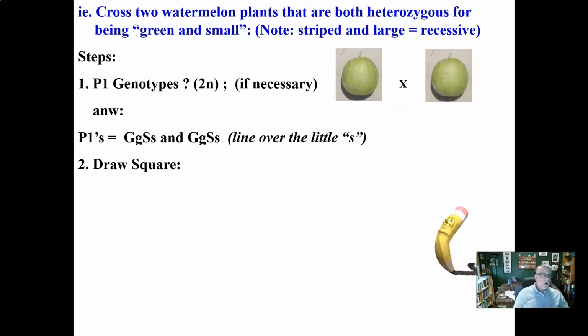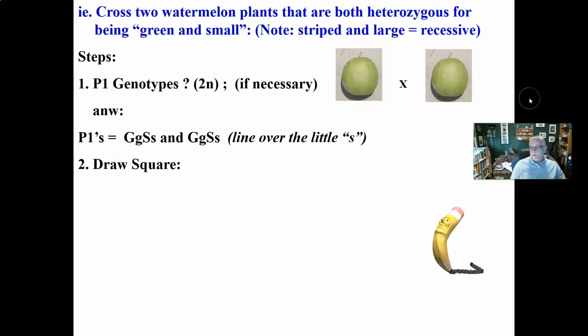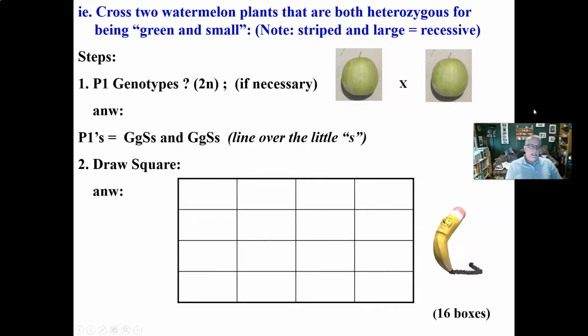Step 2, draw the square. Now, because we have e-learning, you're going to be drawing probably more squares than I would typically have you do. Sorry about that. But if you do the math and figure all this out, the square is going to look like the following. So I'm going to have you draw this out. There it is. It is 16 boxes. Don't freak out. It's not that bad. I also want you to note that the boxes are a bit more like rectangles. Each one of these boxes is going to have 4 alleles in it.